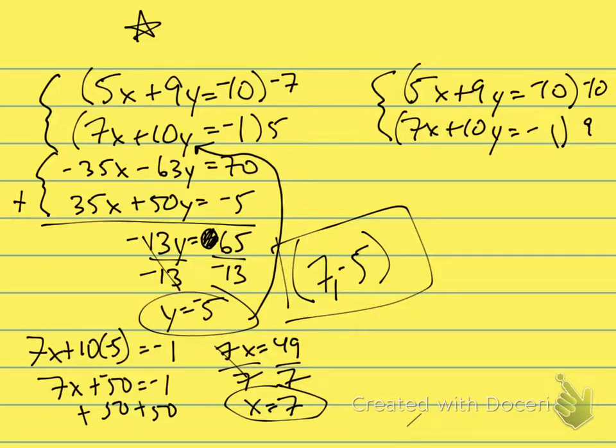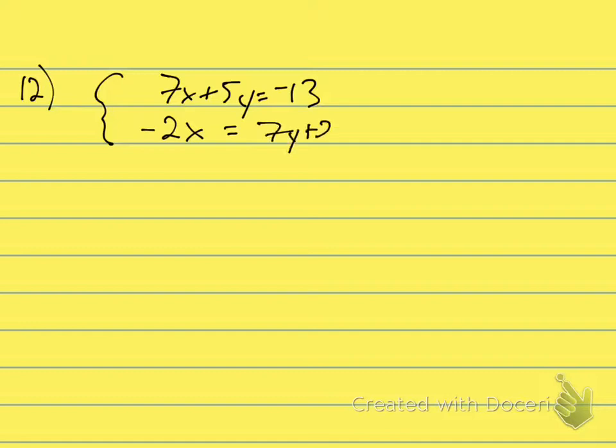Let's take a look at some snake method. Remember that snake method action? First hour named it snake method. Let's look at number 12. Last one. Let's finish strong. Number 12, we've got 7x plus 5y equals negative 13, and negative 2x equals 7y plus 26. So I'm looking right here, personally. I can see if I get x's to be the same, they cancel. So I'm going to choose to multiply everything here by 2 and everything here by 7. Let's check out our new equations that are actually the same equations.